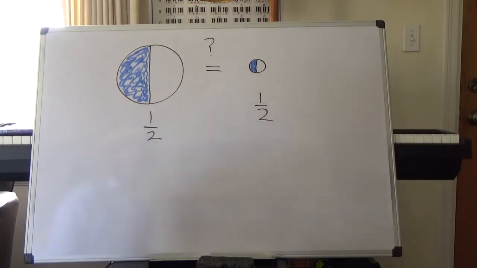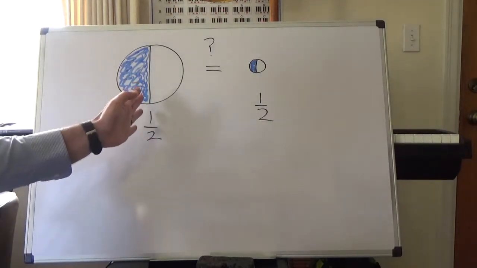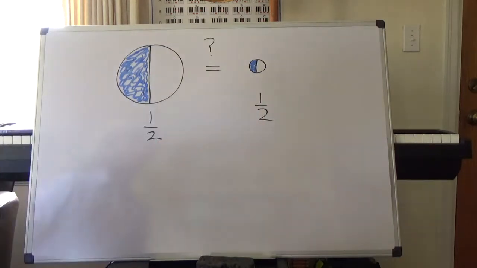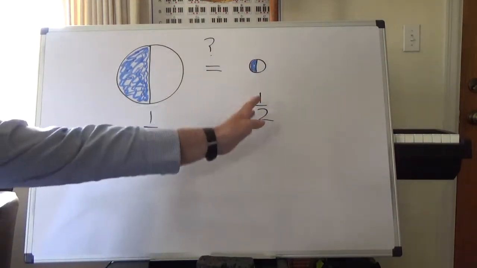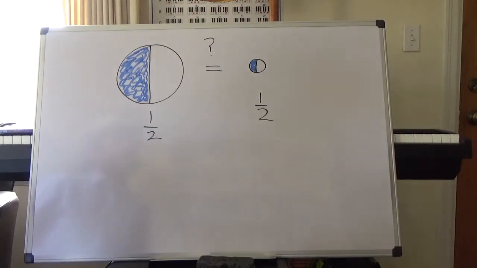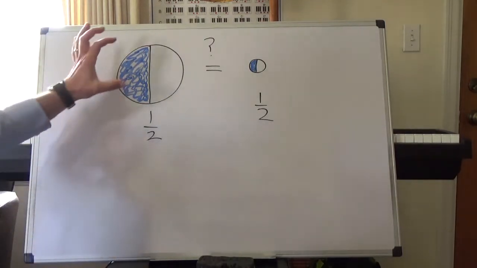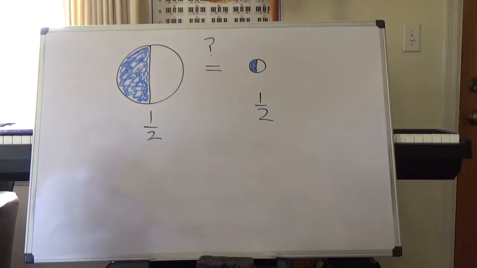So to start off with, I just want to make sure that we understand something. I've got 1/2 of a circle here, 1/2 of a circle there, and so this is 1/2 shaded blue, and this is 1/2 shaded blue. But are these halves equal? Is this half equal to that half? I hope we see that these are not equal halves, right?